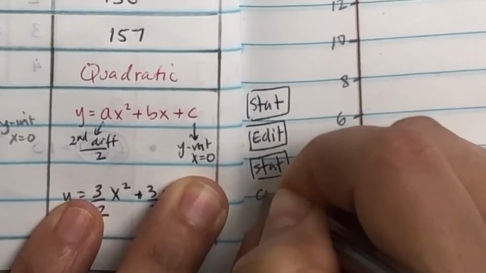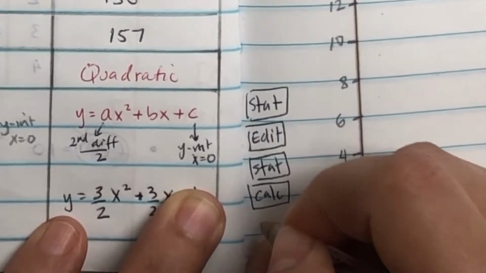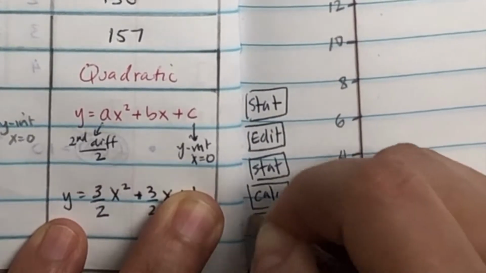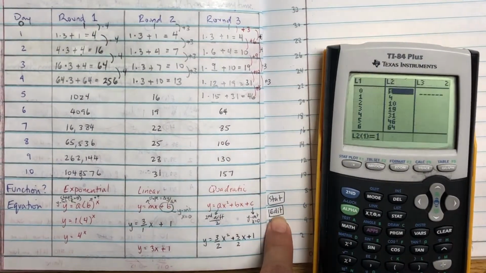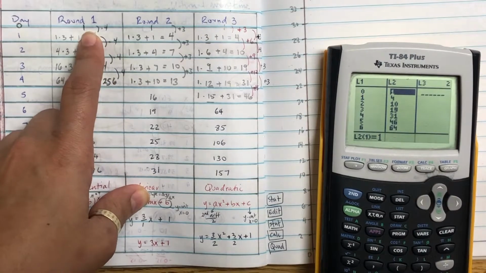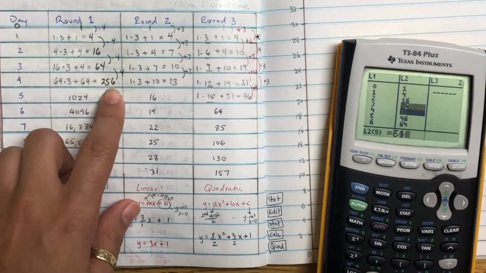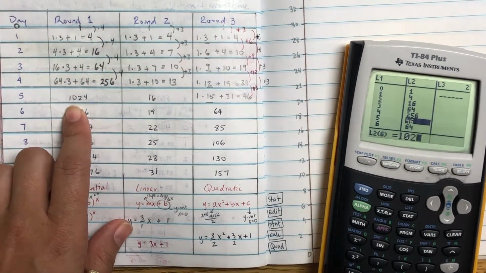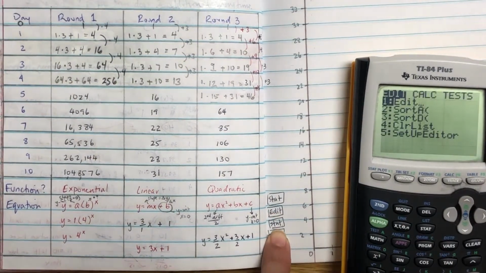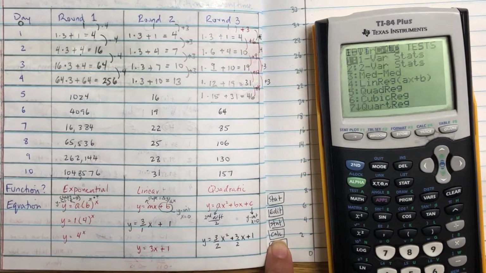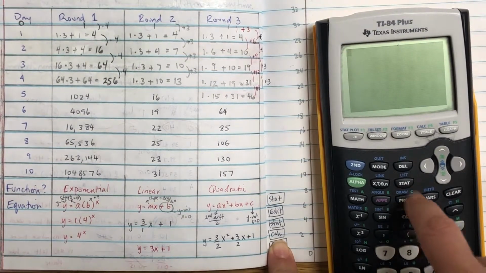Then you're going to hit stat again, then calculate, and then you want it to calculate your quadratic. The cool thing about this is you can actually use it to calculate your linear, and you can use it to calculate your exponential. So if you do that now, I'm going to delete my y values, my x values are staying the same, and I'm putting round 1 in there. And then when I hit stat, this is going to be exponential. So I'm going to hit stat, go to calculate, then go down to where I see exponential.